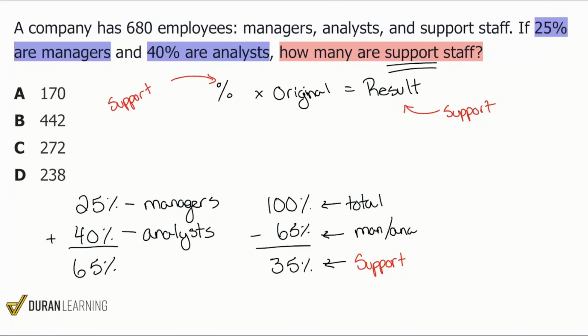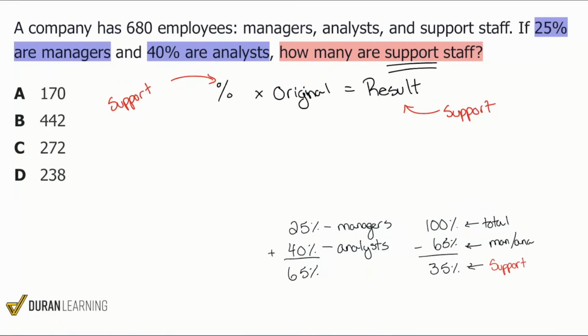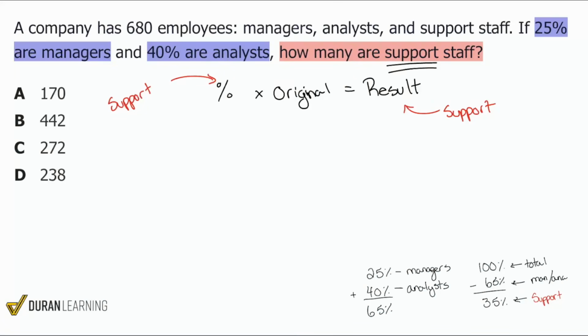Good. Remember, everybody, you win the word problem before you calculate. You win the word problem before you calculate. Here, we have won it because we now know what the percentage that we need to plug in is, 35%. Because that's the percentage that represents support. So I know that's going to be the amount. That's what it's going to lead to at the end.